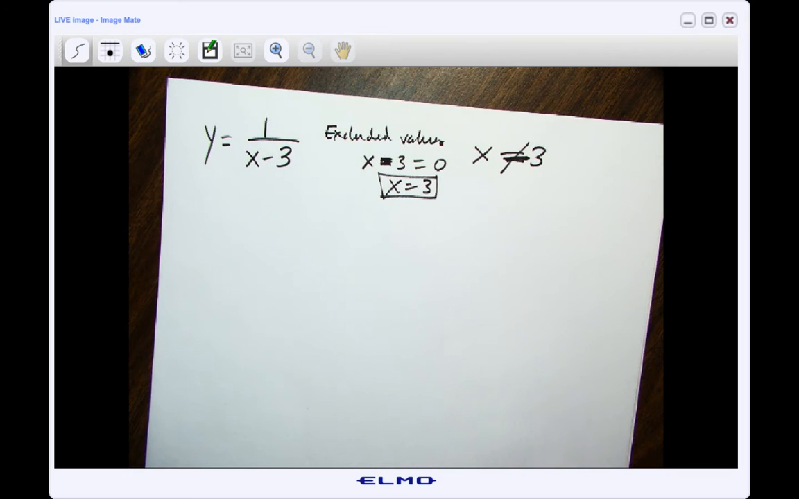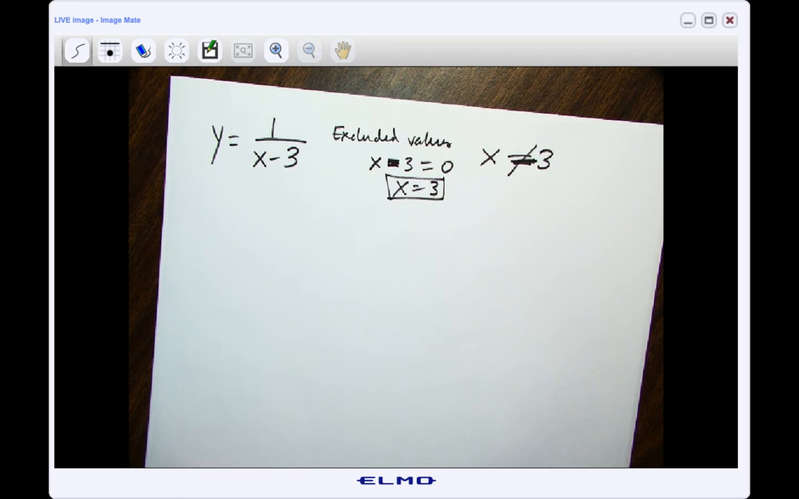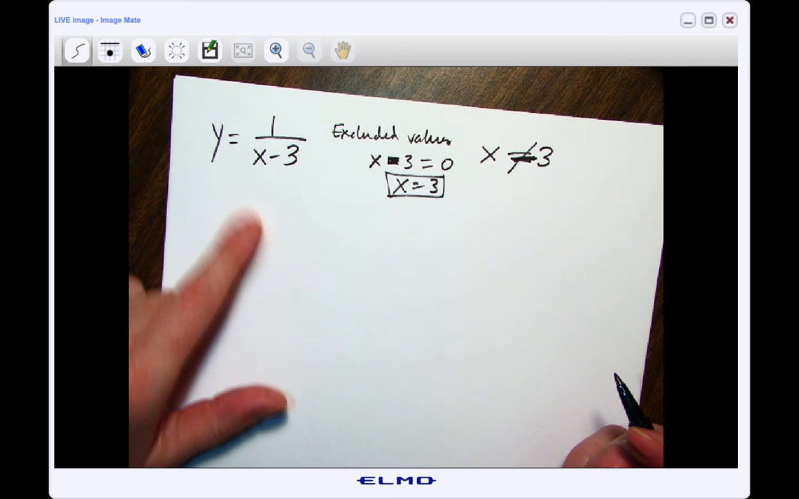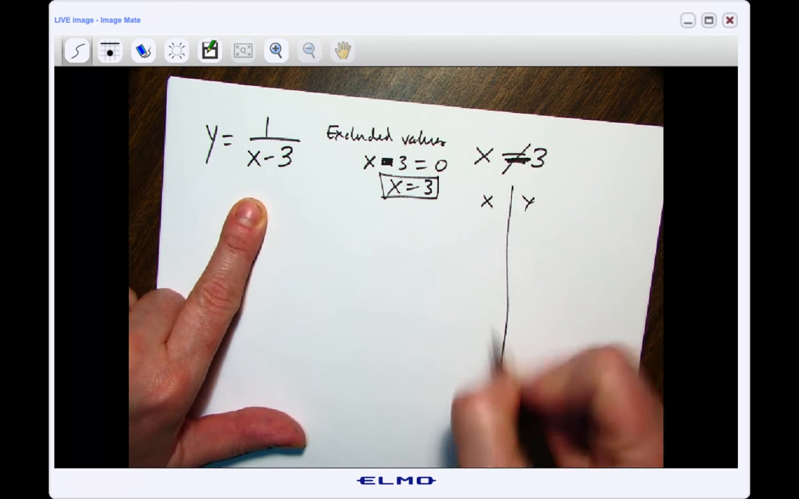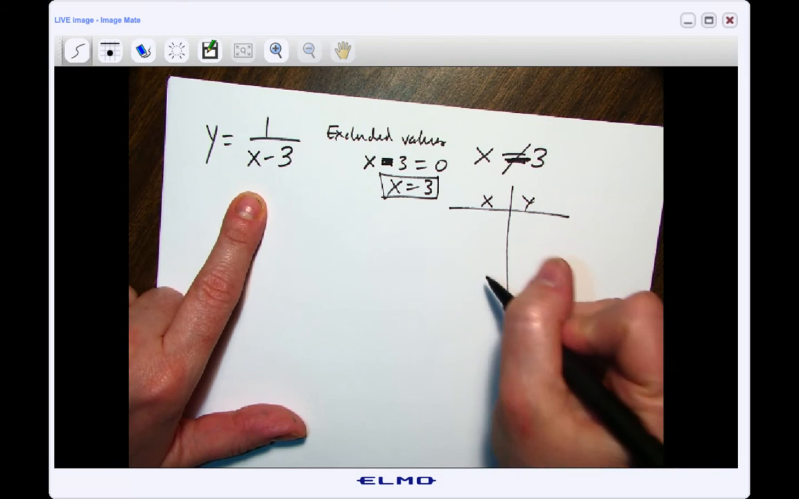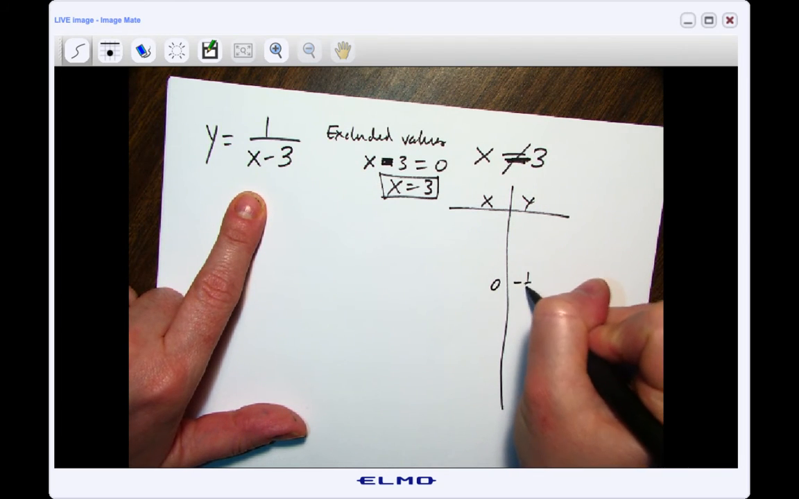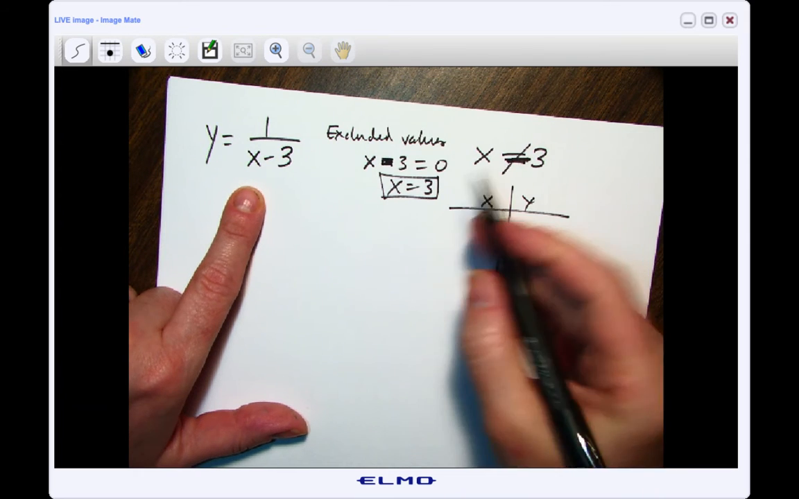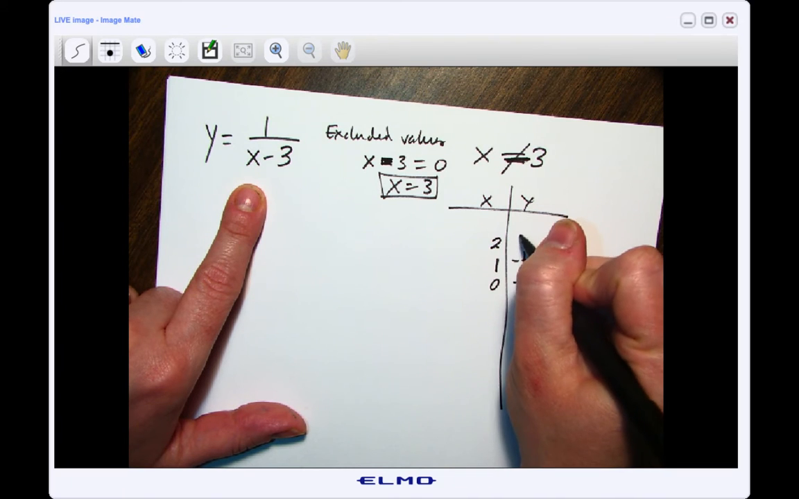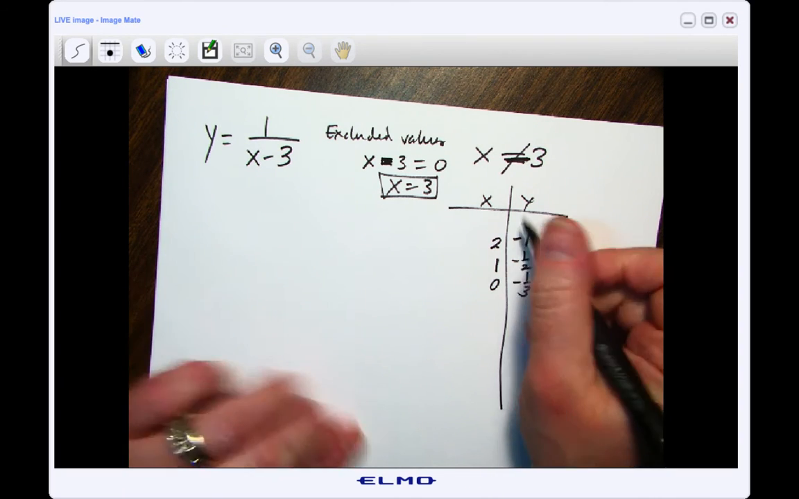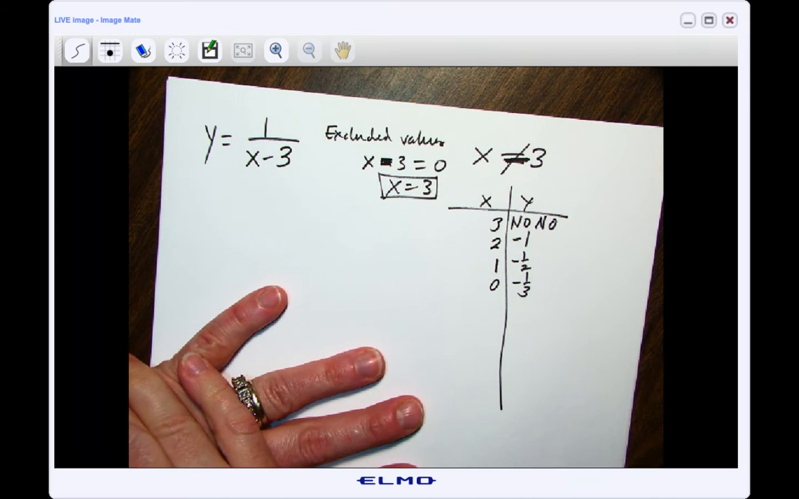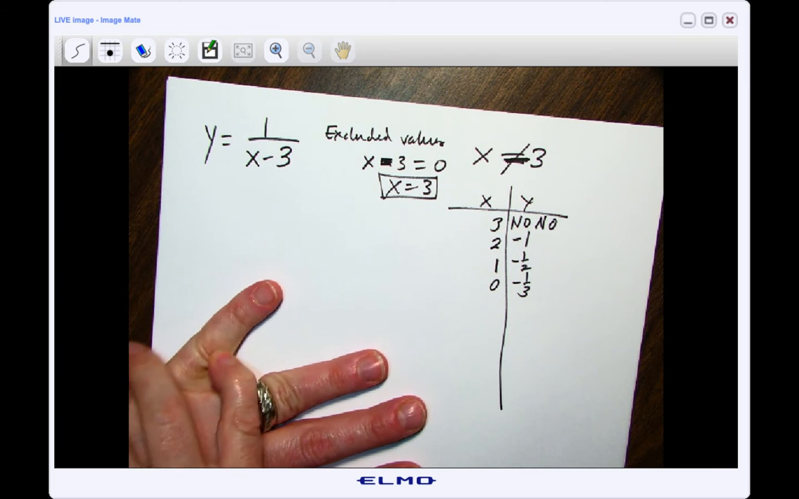Okay? Does everyone agree with that? X cannot equal 3. It's my excluded value. There's only one excluded value. It's 3. Okay? So again, what happens when we make our table of values? Well, let's think about it for a second. If I put in a 0, I get a negative 1/3. If I put in a 1, like all those numbers are okay, right? When I put in a 1, I actually get a negative 1/2. When I put in a 2, I actually get a negative 1. But I can't put in 3 because that's a no-no, right? That one doesn't work.